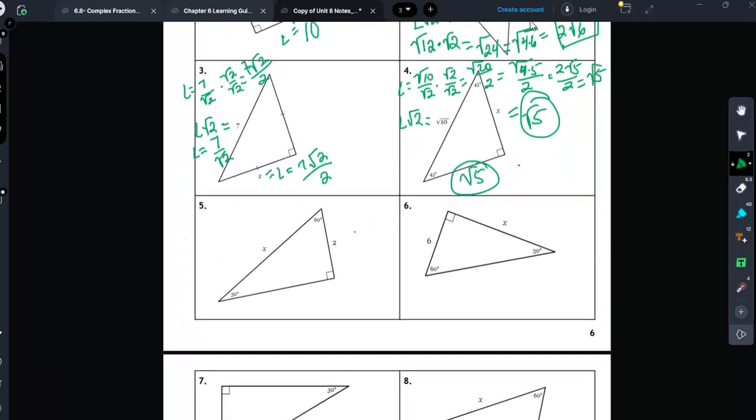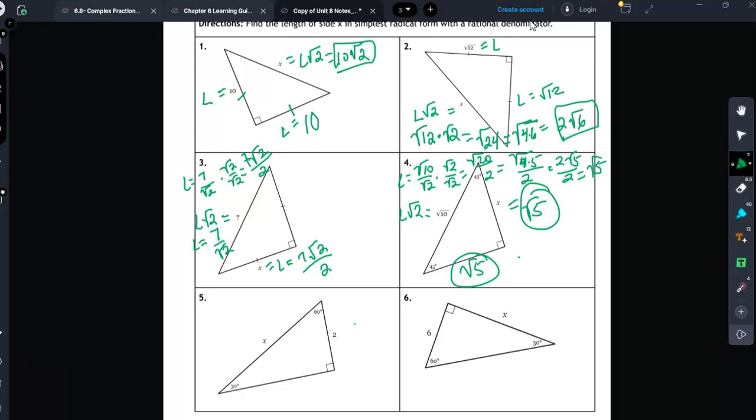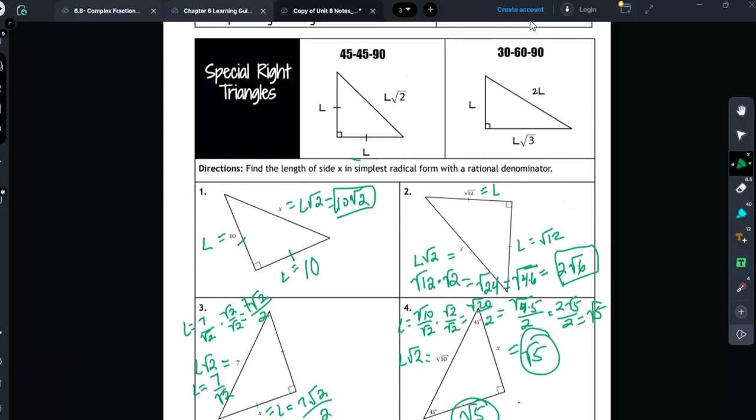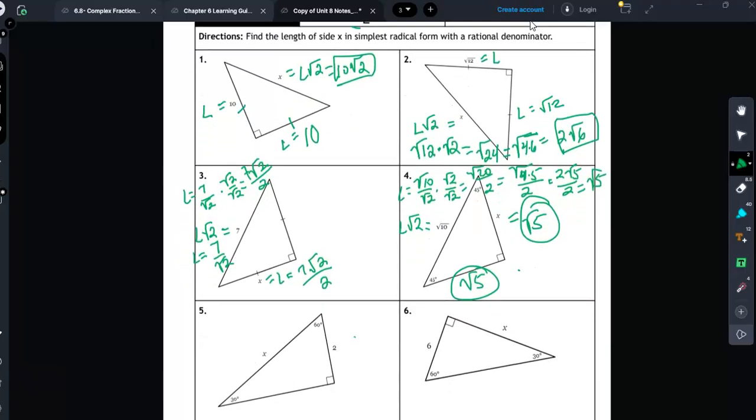Let's look at 30, 60, 90. Again, remember the small side is worth L. The larger leg is worth L square roots of 3. And then this is just worth 2L. Okay? So that's our ratio. So if we know L is equal to 2, what's this leg worth? 2 square roots of 3. And then this is worth 2 times 2, which is 4. So 2, 4, 2 square roots of 3.